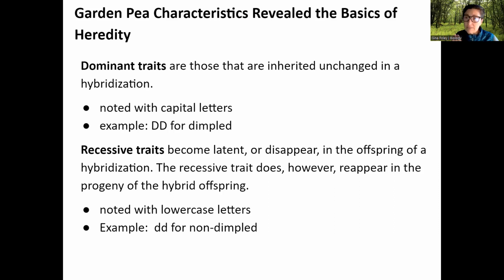Okay. Recessives are shown with a lowercase letter. You can inherit a dominant and a recessive, right? You can inherit a recessive and a recessive.